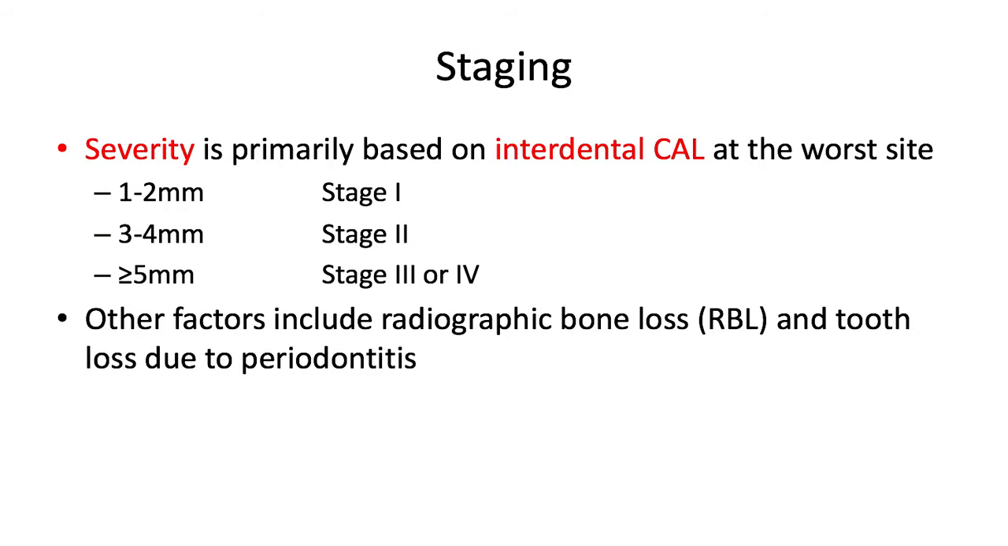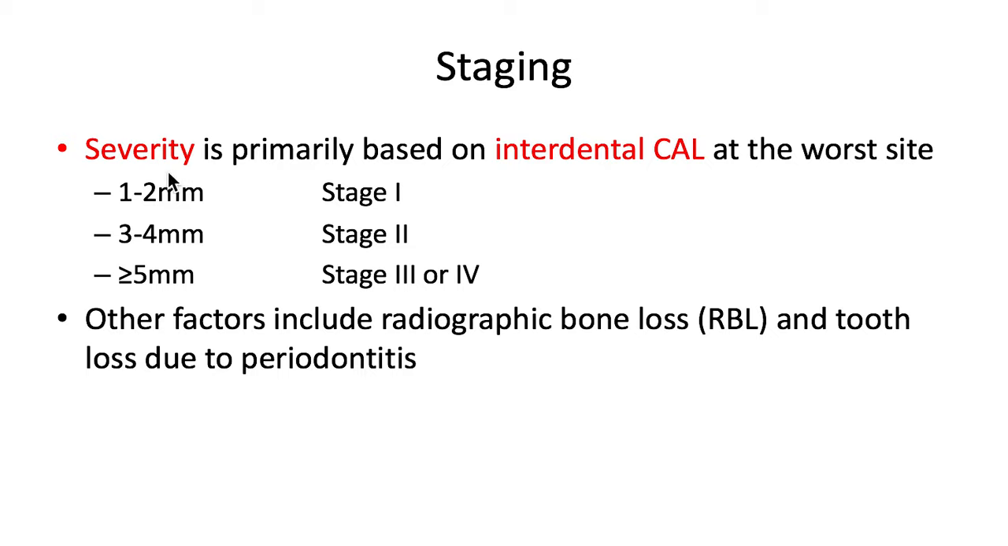So the first thing you look at to determine staging is severity, and severity is primarily based on interdental clinical attachment loss, or CAL. CAL is measured from the CEJ, that's the cemento enamel junction, to the base of the pocket. And your worst interproximal CAL, that's the biggest number, the greatest loss of attachment you have in the mouth, gives you your baseline stage. And again, this is not straight facial or straight lingual. We're talking about the areas in between the teeth.